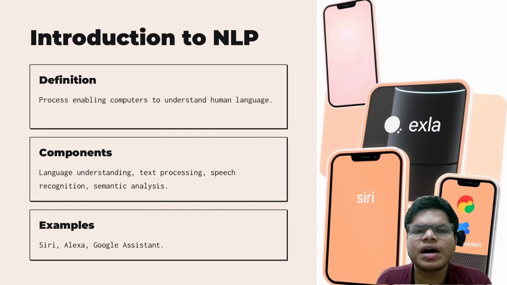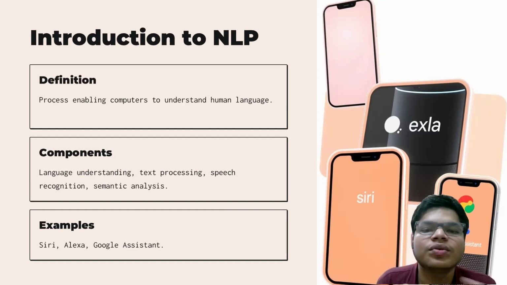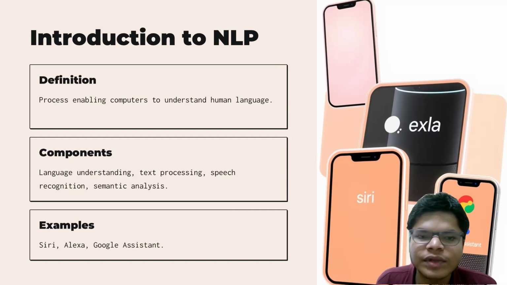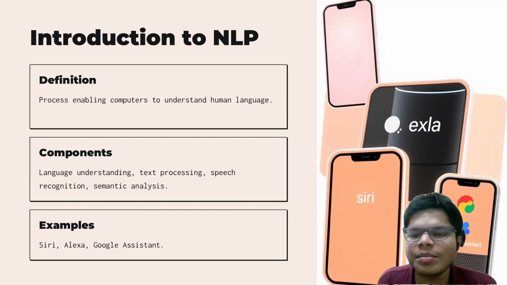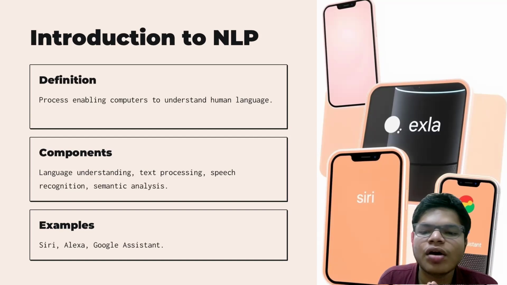NLP has different parts. Language understanding. This means the computer tries to understand what you mean. Text processing. It turns our words into data that it can work with. Speech recognition. This helps it understand spoken words. Semantic analysis. This is used in many shopping applications like Flipkart, Amazon to know the sentiment of the users. It tries to figure out the meaning or intent behind what we say.